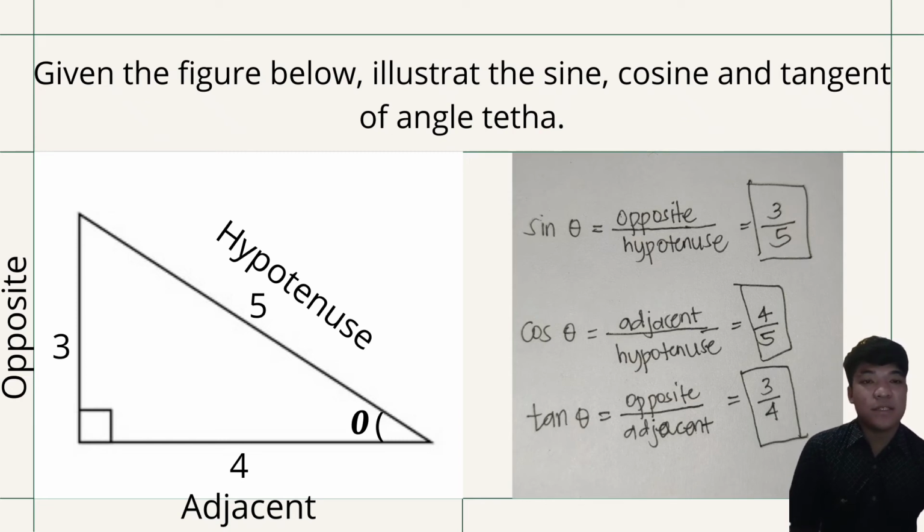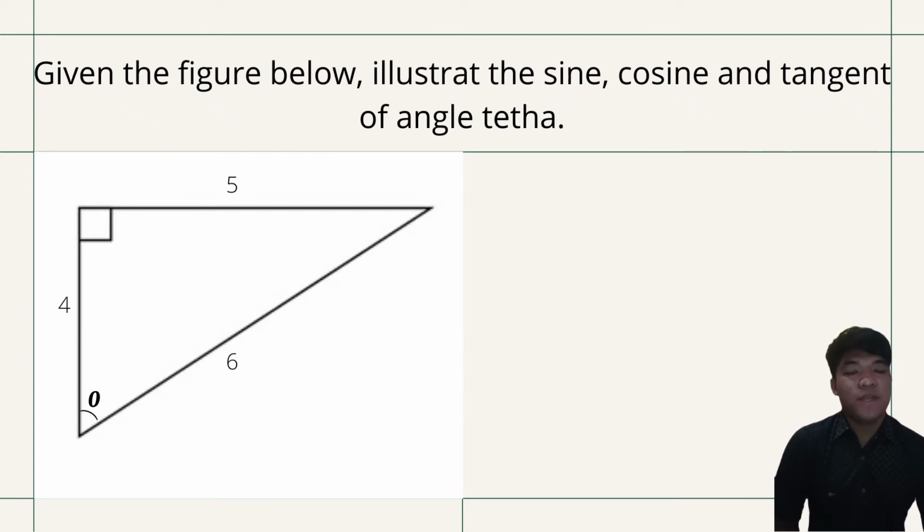The last one is the tangent theta. Tangent theta is opposite over adjacent. So opposite is equal to 3, and the adjacent is equal to 4. So we have 3 over 4. You can write it in decimal form also, if you want to be specific. So we have here the other example. Given the figure below, illustrate the sine, cosine, and tangent of the angle theta.